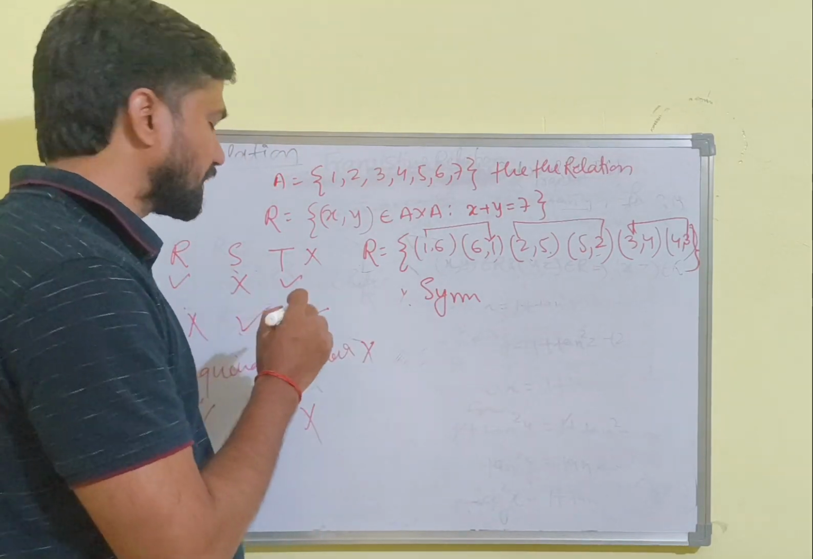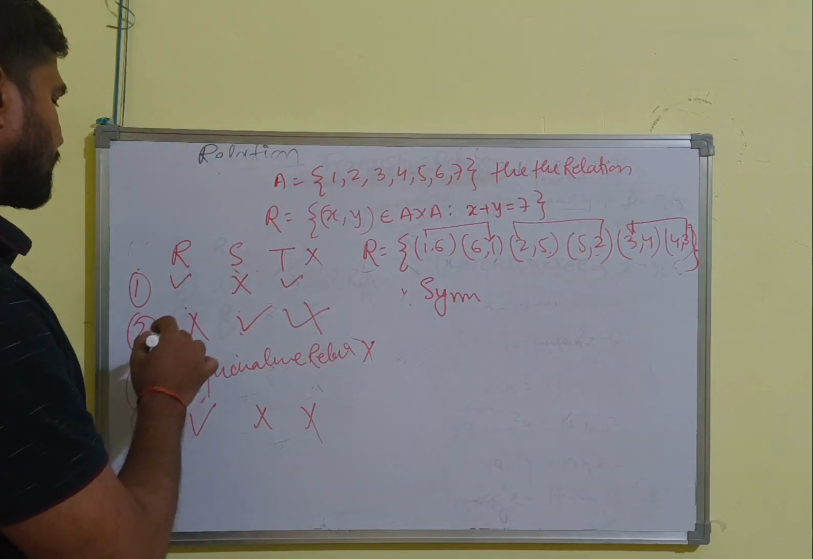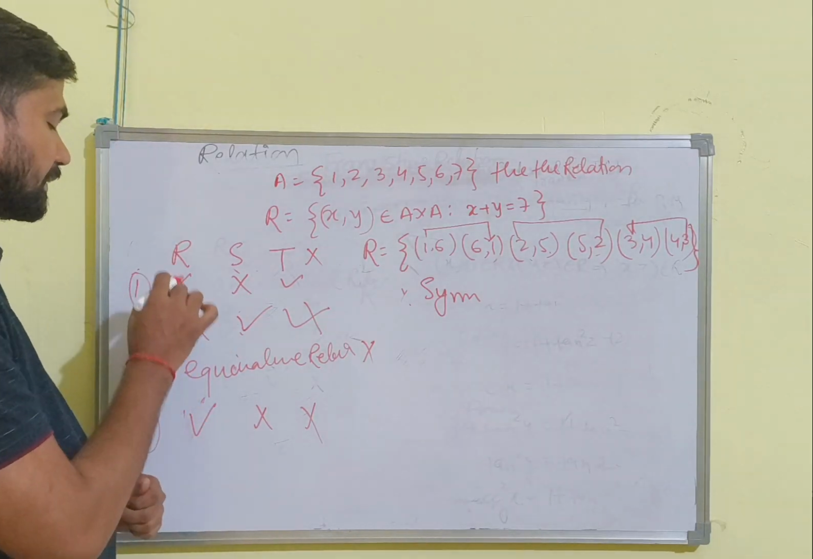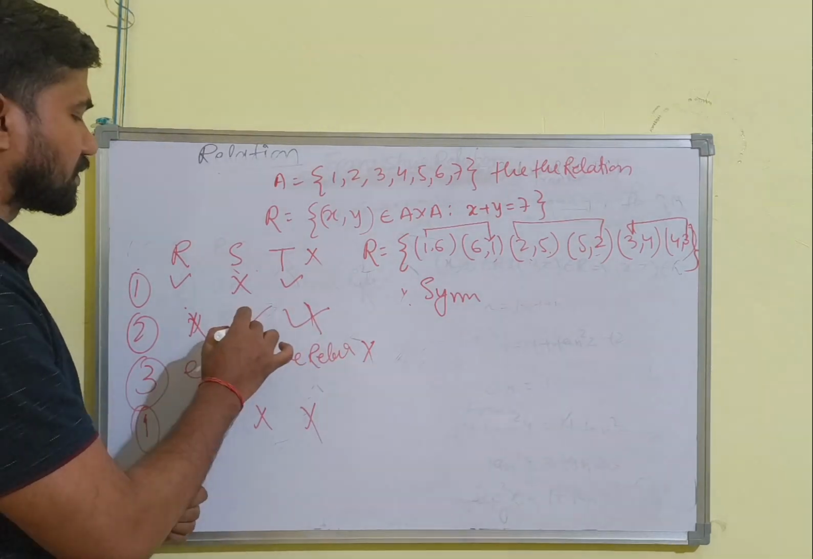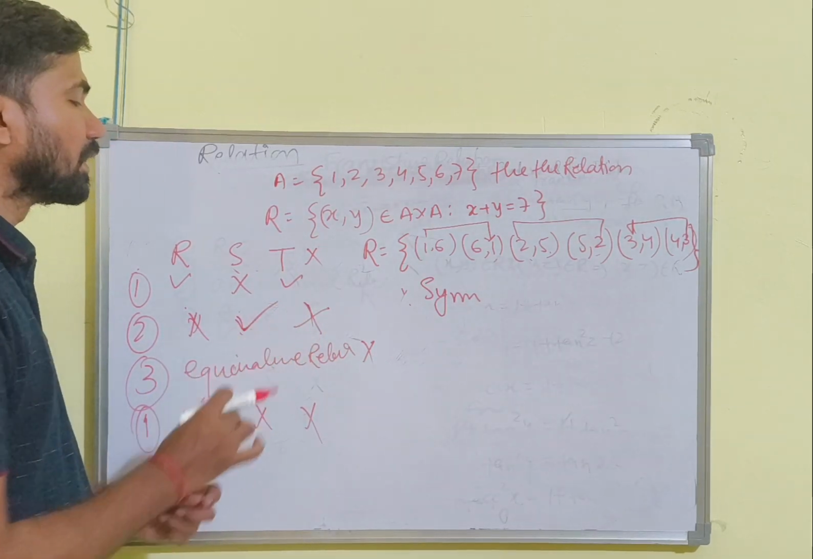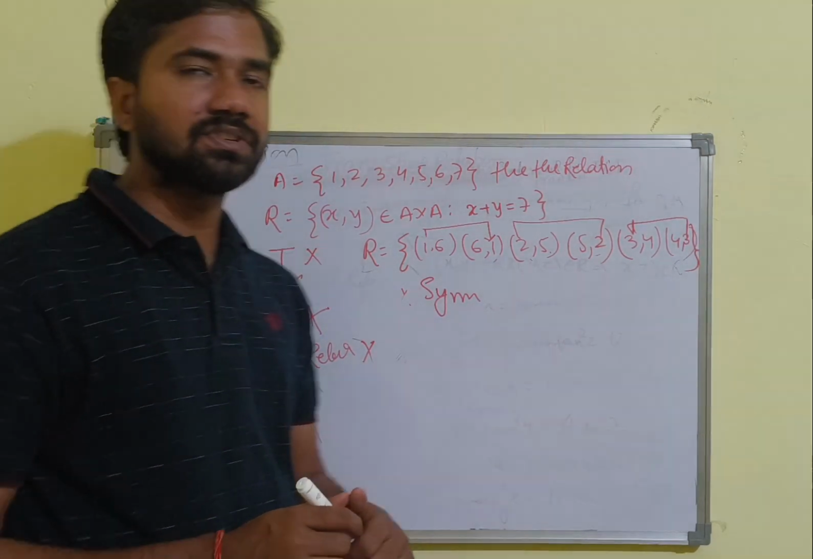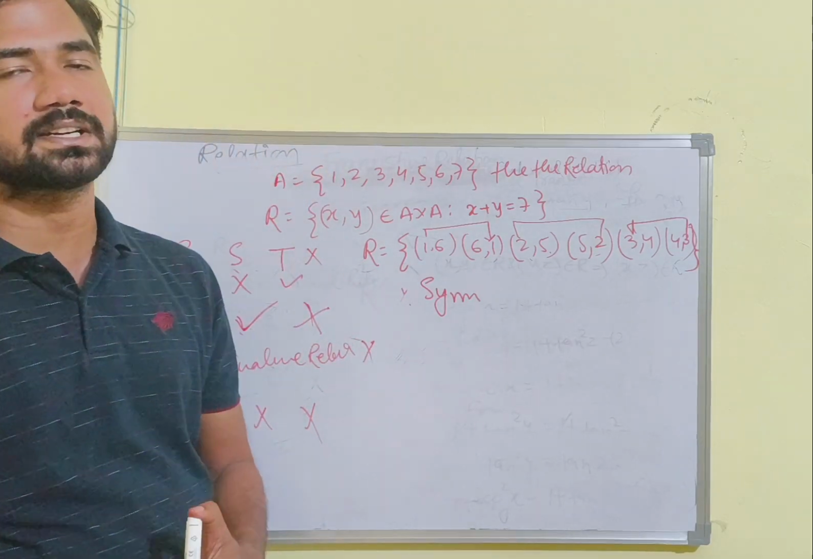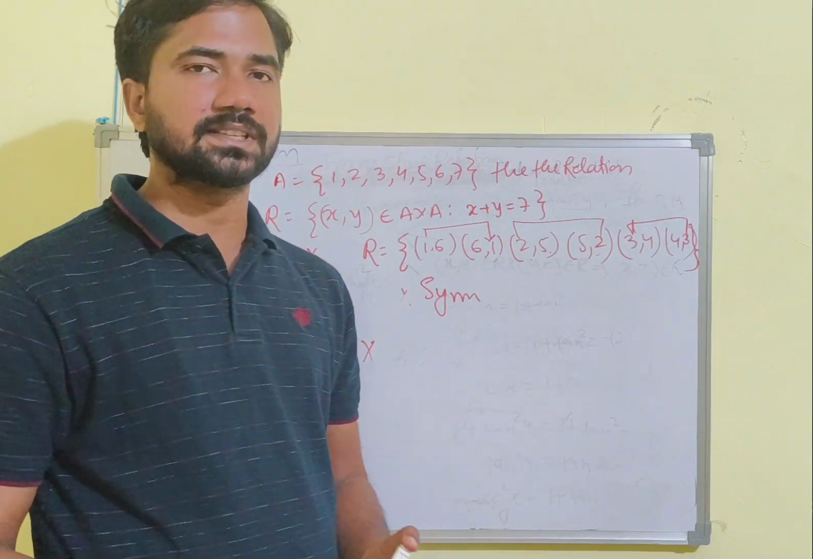So which type of relation is it? It is only a symmetric relation. So the second option was correct here. It is neither reflexive nor transitive, but it is symmetric. So this way we can check which type of relation it is: reflexive, symmetric, transitive, as well as equivalence relation. Thank you.